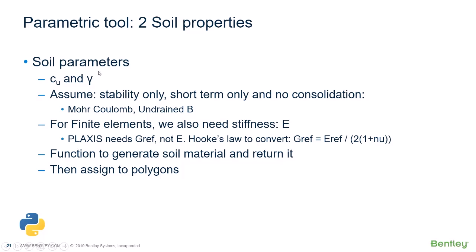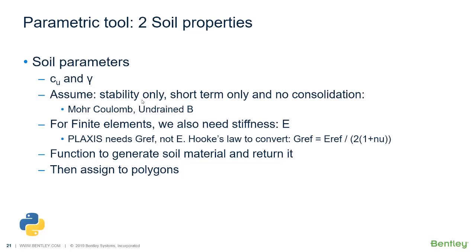We have the Cu, the undrained shear strength, and the unit weight. What we'll assume for this case, also according to what Taylor has defined in his charts for cohesive materials, is that we assume only stability, no deformations, only short term and no consolidation. In that case, we can use Mohr-Coulomb with the undrained B material type.